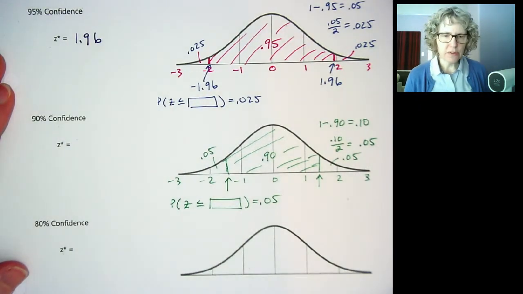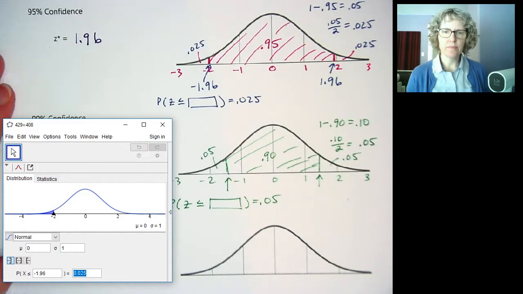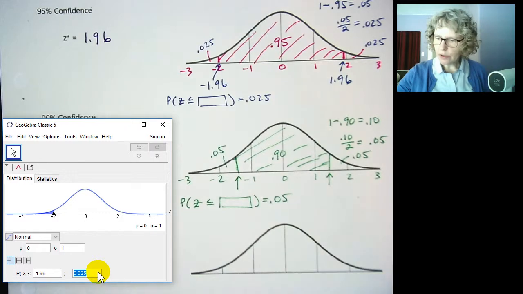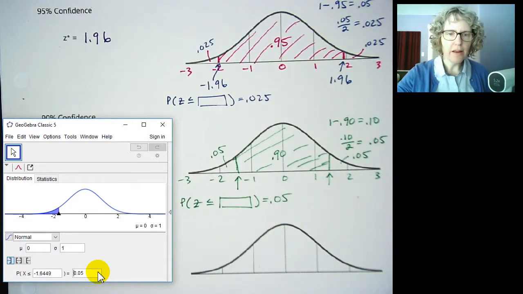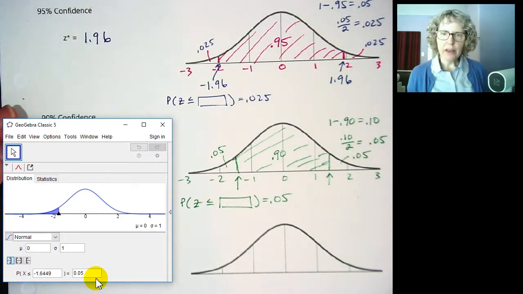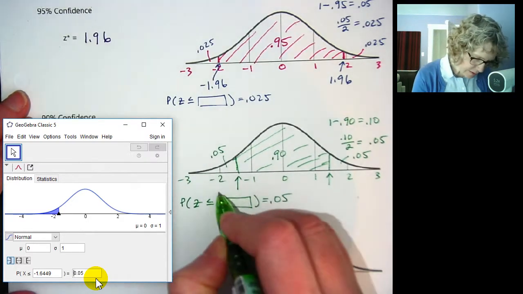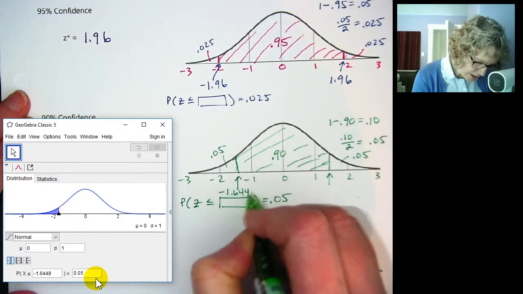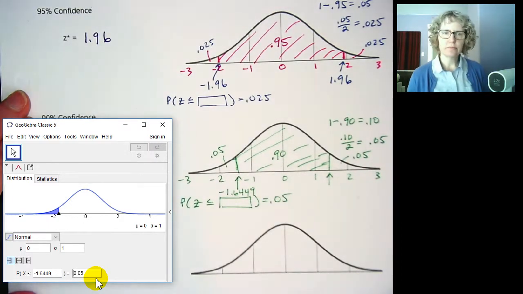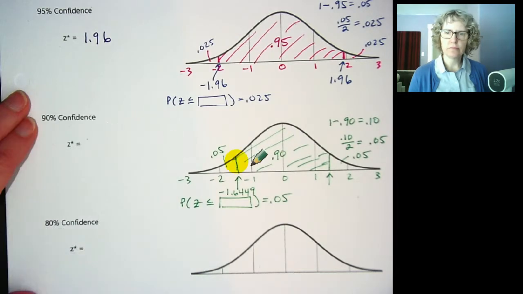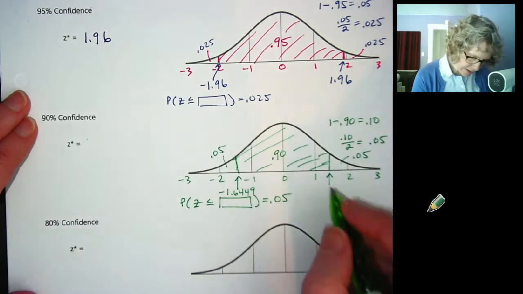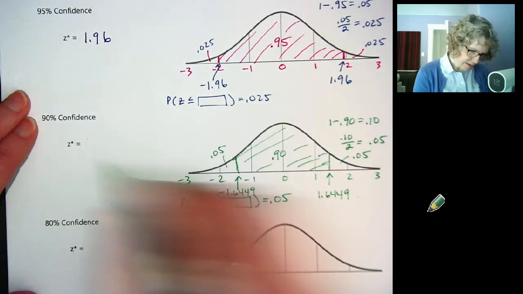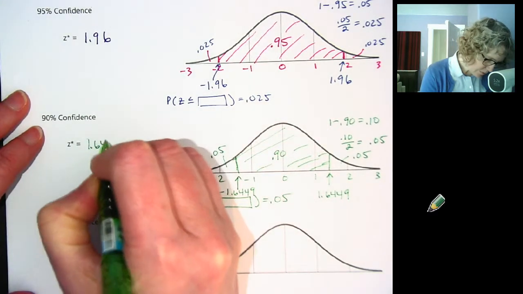So let me put this in GeoGebra. In that spot we will put 0.05. And for the left side, we get negative 1.6449. So that means for the right side, that will be positive 1.6449. And that is our value here, 1.6449.